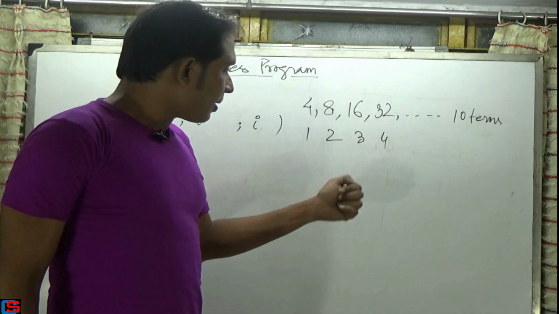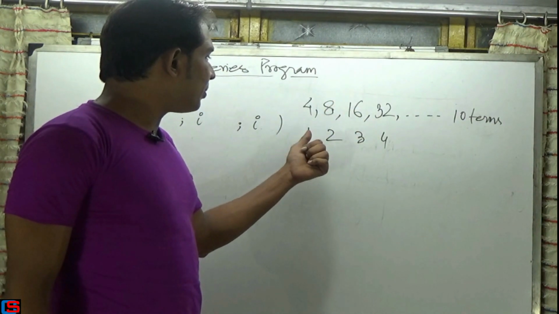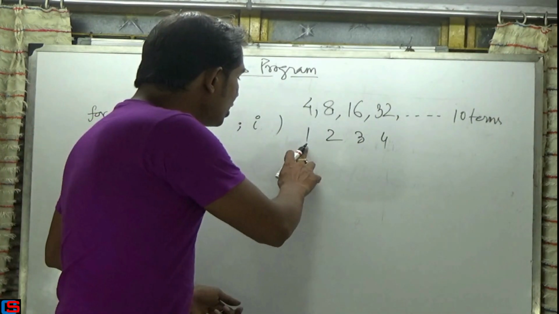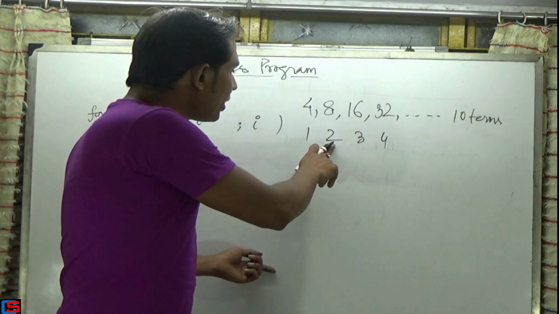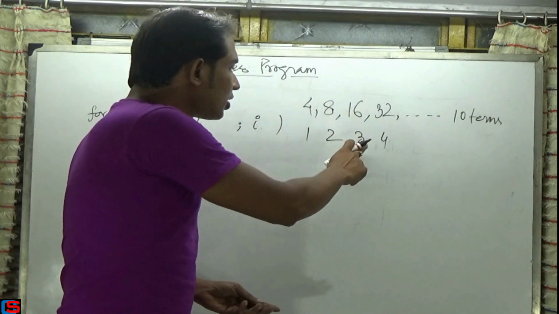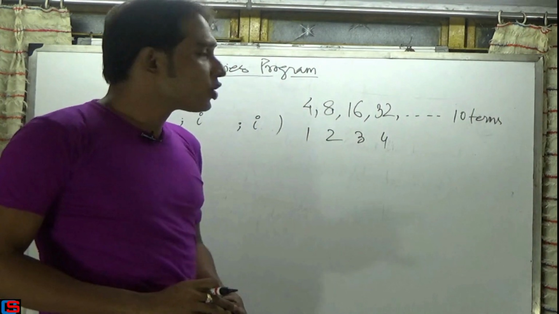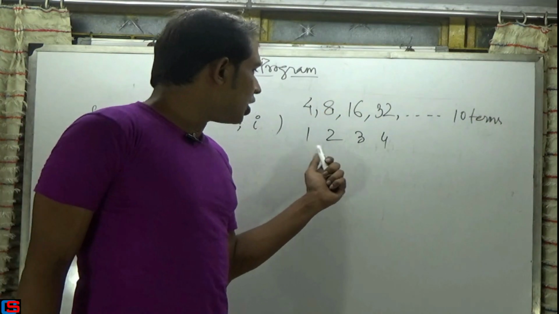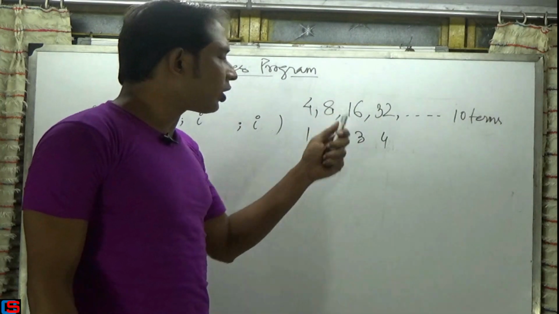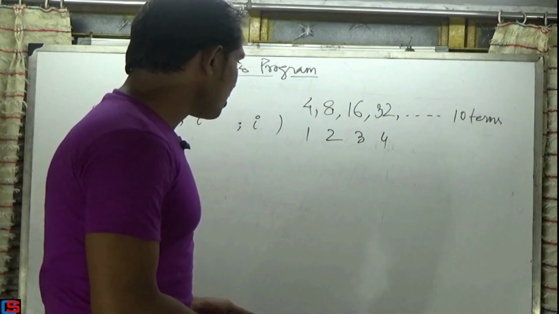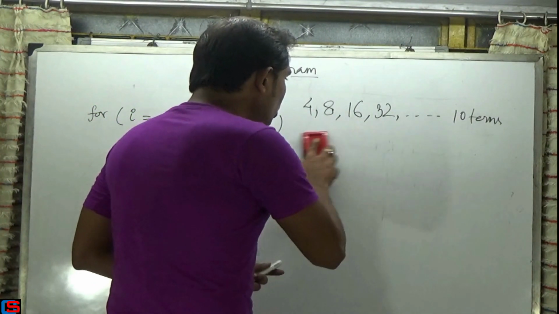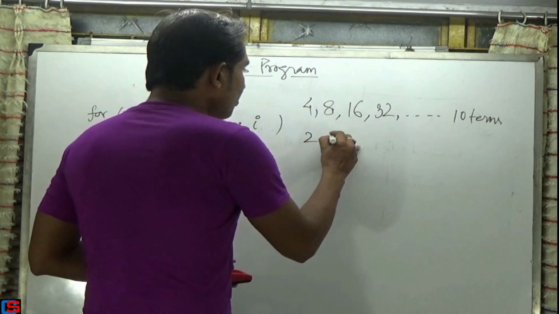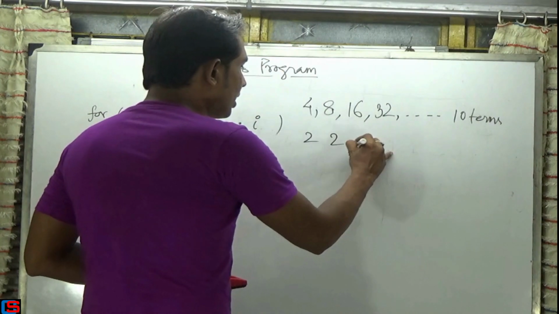Suppose I multiply the serial number by 4, then 1 into 4 becomes 4, 2 into 4 becomes 8, but 3 into 4 becomes 12. So the number does not occur in this case. You can see that by using the previous trick, this program is not going to be solved. Now the second trick is, I am going to write the 2 below every number.